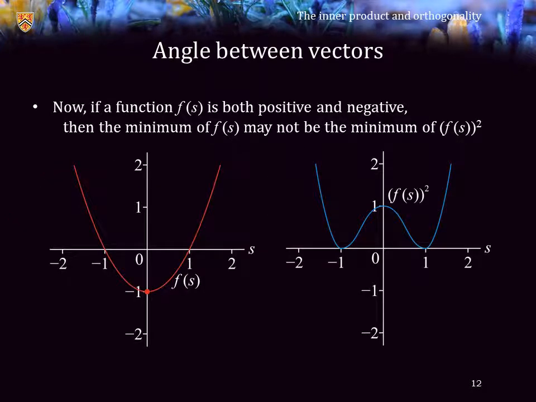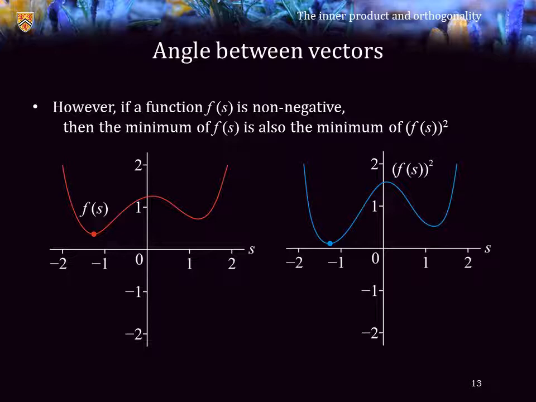Now, another review from secondary school. If we have a function f at s that is both positive and negative, then the minimum of f at s may not actually be the minimum of f at s squared. So for example, here we see s squared minus 1. That has a minimum at s equals 0. But if we square that function, then that point, s equals 0, is no longer a minimum. It's actually a local maximum. The new minima are at s equals plus or minus 1.